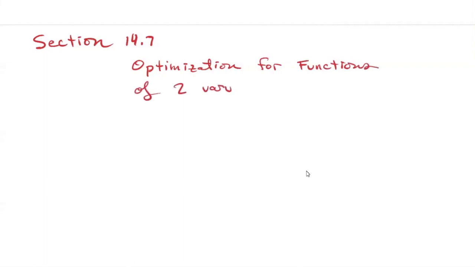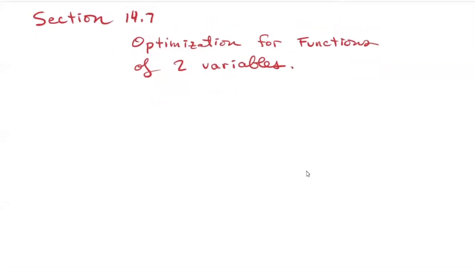Okay, so we're looking at section 14.7, which is optimization for functions of several variables. We'll start with two variables. There's some neat tools for two variables that don't work with more than two. Just the math gets more and more complicated as you add variables. Just kind of make sure we understand a couple of things here.